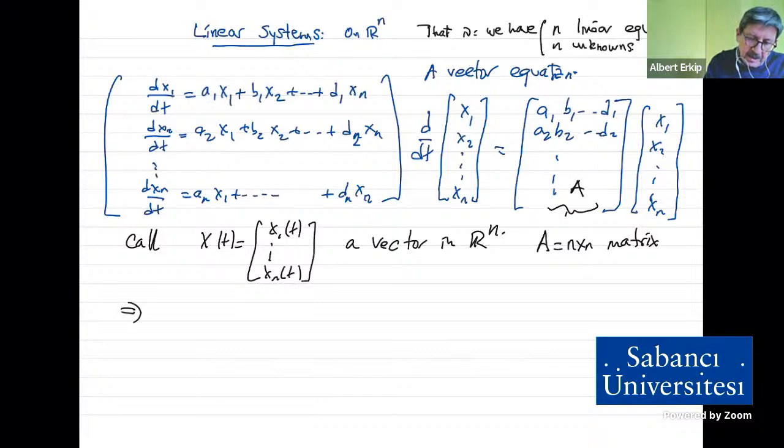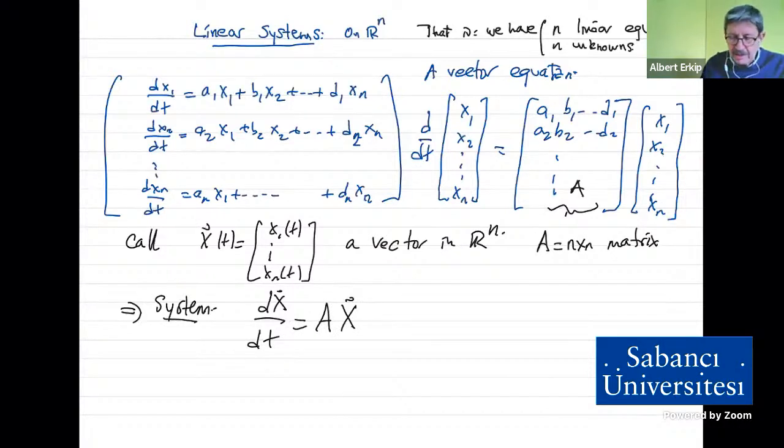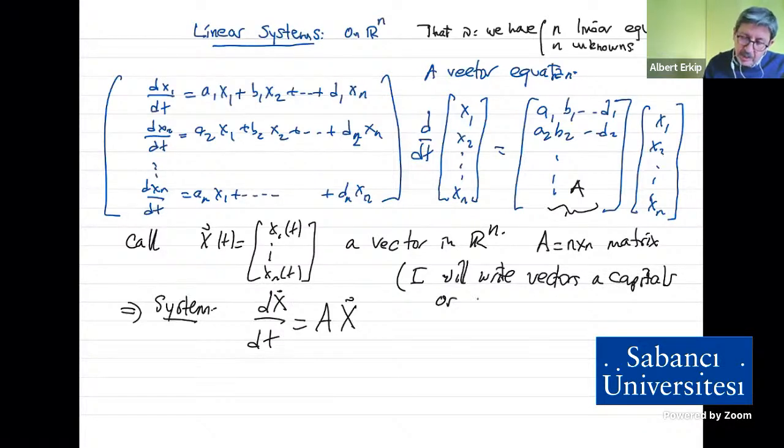So the system becomes dx/dt equals A times x. And this is capital X, it's a vector. So I will write vectors as capitals, or if I don't forget, with arrows. Okay, so a linear system is something like this.